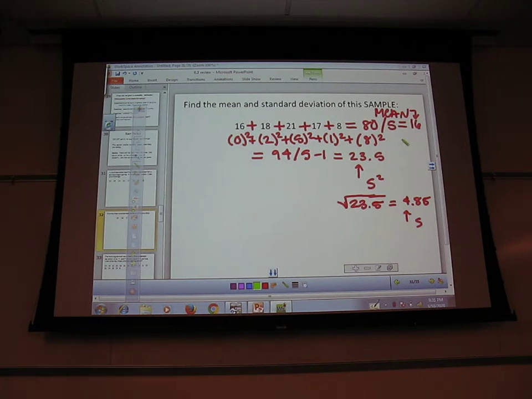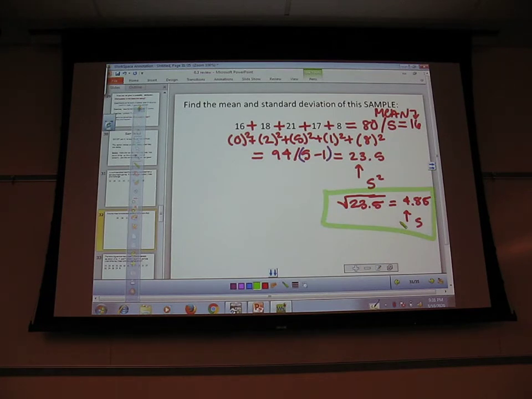So I squared all of them and then added it all up and I got 94 divided by n minus 1, which is 4, and I got 23.5, which is the variance. So I square rooted it and got the standard deviation of 4.85. Yep. So this is your standard deviation, the square root of the variance.